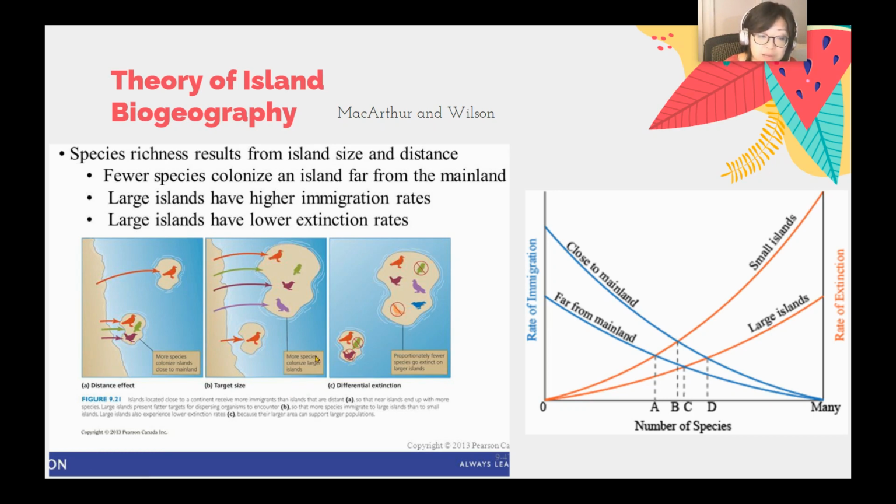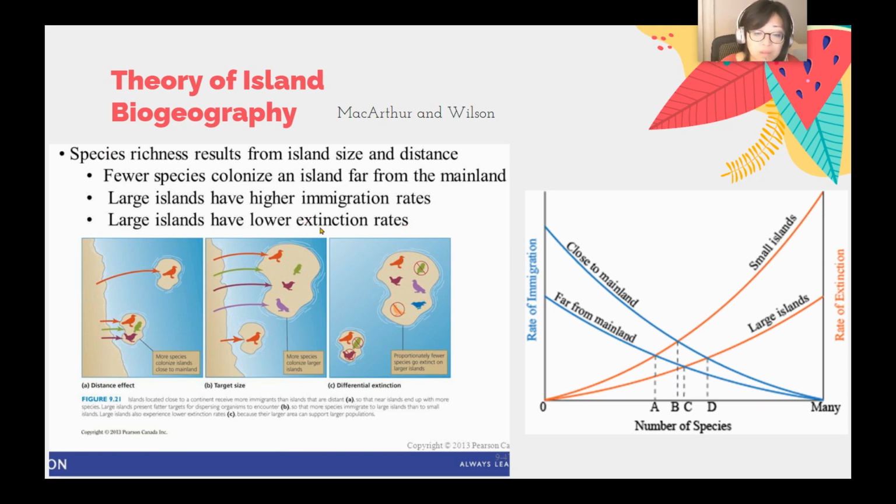Size also plays a role because the larger the island, the more likely organisms will get there, because there's more surface for them to get to. And also, once they get there, the likelihood that these species will survive and persist is greater because the larger the habitat, the greater the resources, and the greater the variety of habitats and things like that. So it has to do with the distance, the size, and how that impacts colonization and extinction rates.